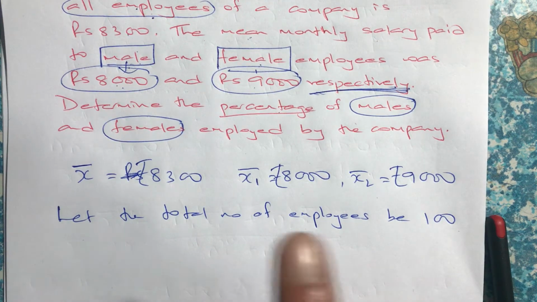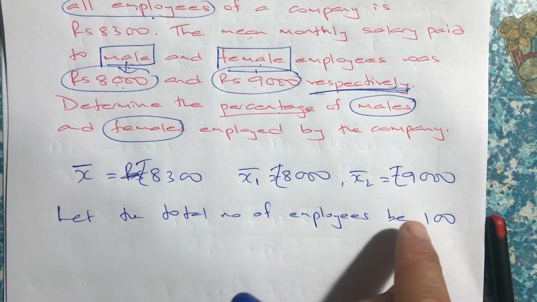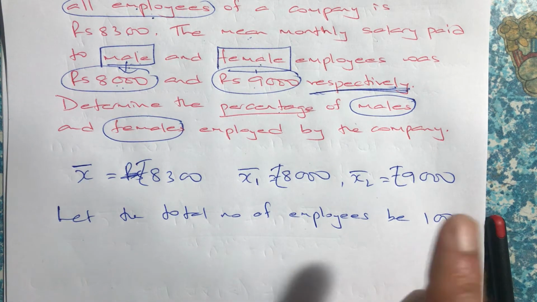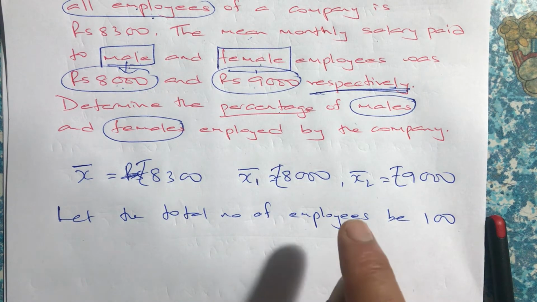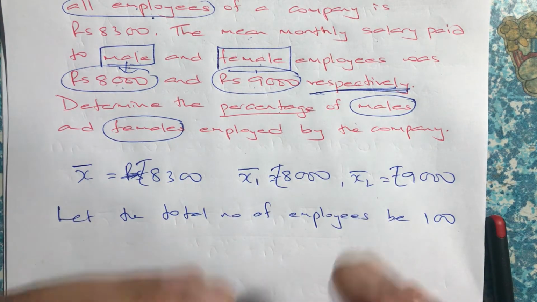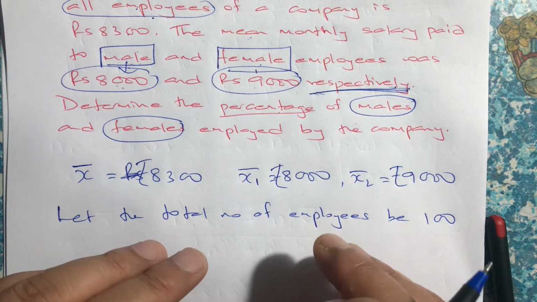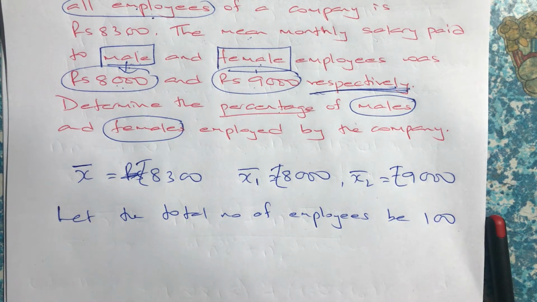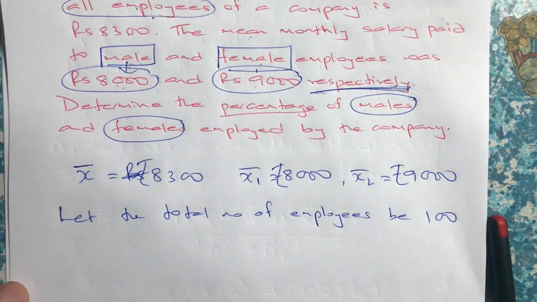Whatever my answer is automatically becomes my percentage. If I get my number of male to be 30, since the total is 100 employees, the percentage becomes 30. That makes my work much simpler. So that's the reason we always advise students to take the number of employees to be 100. That's the first important thing that you'll have to know about this.